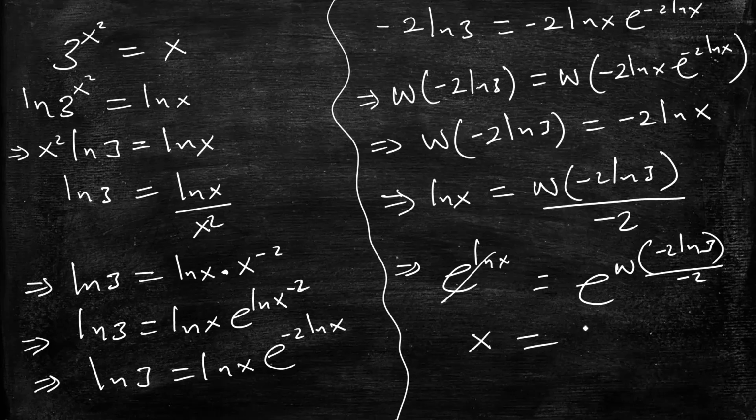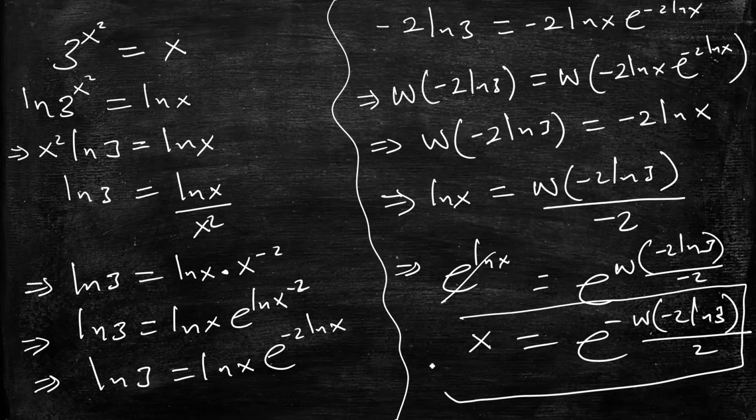You can choose to write this one as e raised to negative ln of 3 all over 2. So this is the final answer.